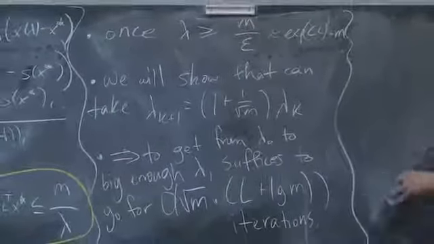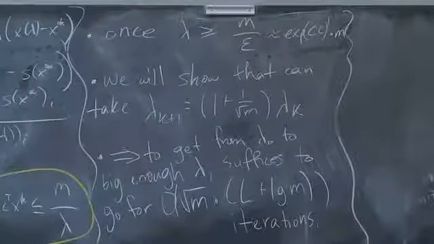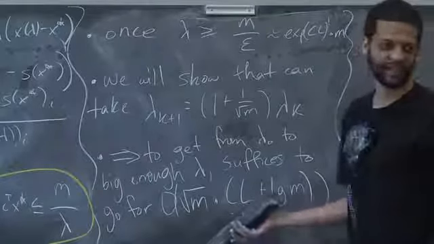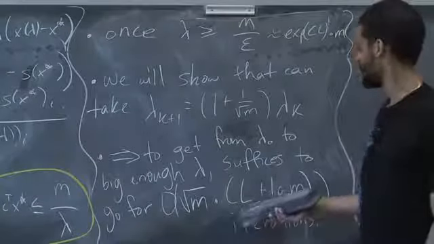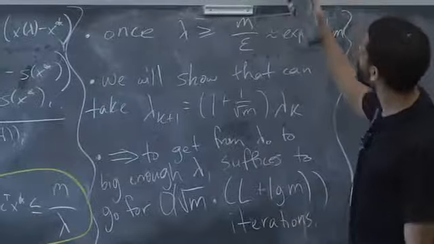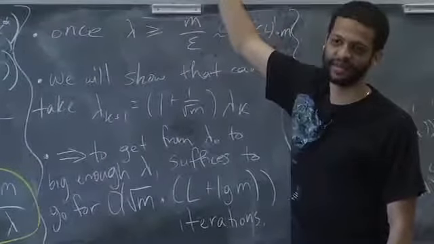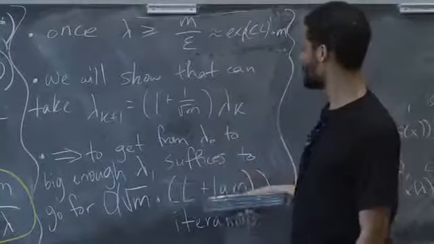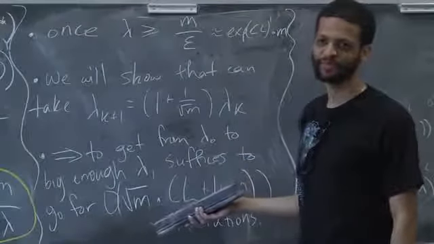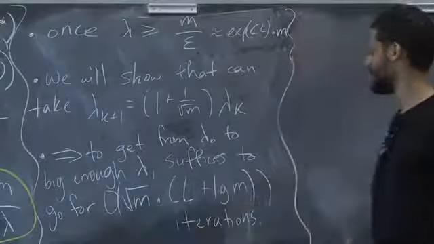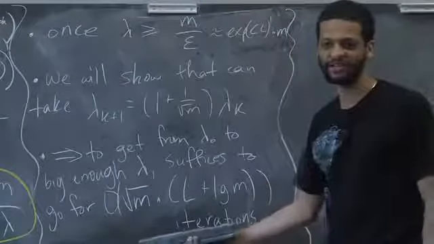In fact, I think if you go from paper to paper, people define L slightly differently. So for example, in some papers, L is the max of many logs. They also put log n and log m in there, in which case L plus log m is basically L again. Okay, so you'll often just see the number of iterations written as root m times L.